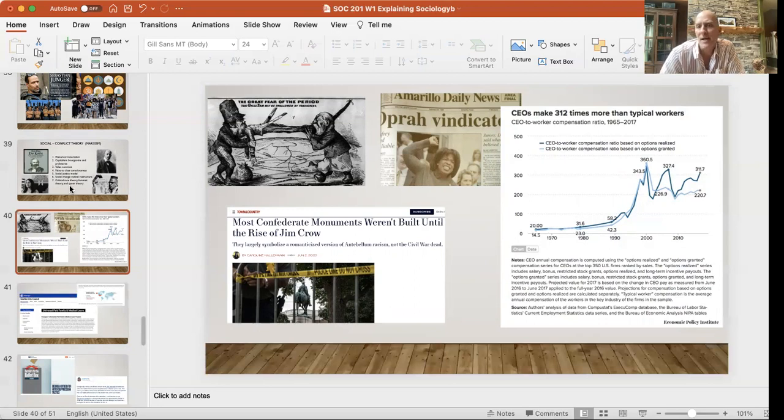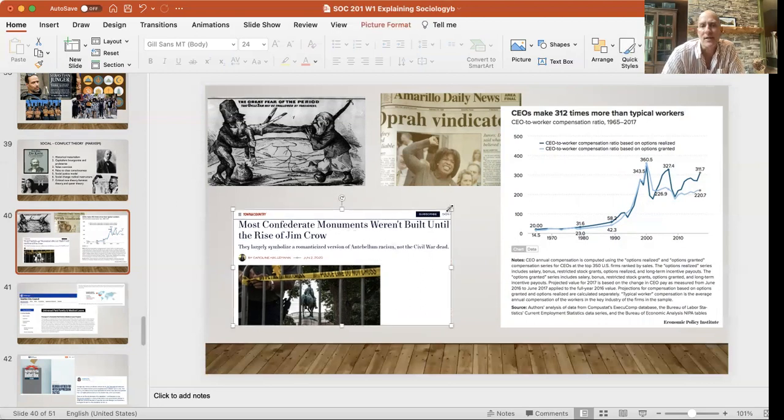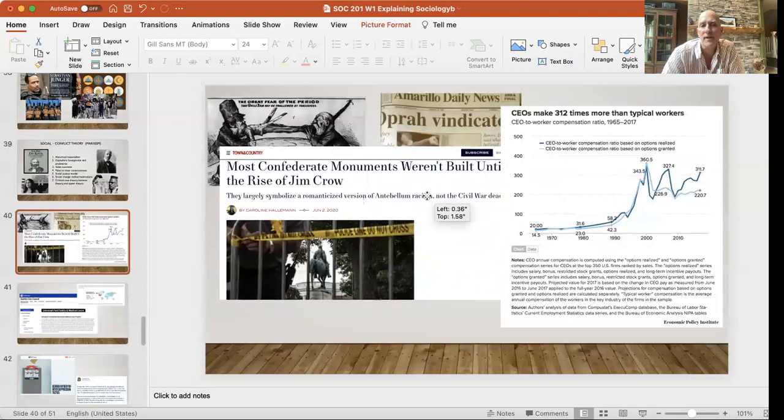Different examples, maybe we'll talk about these later on. Let's talk about this one right here, monuments to the Confederacy.